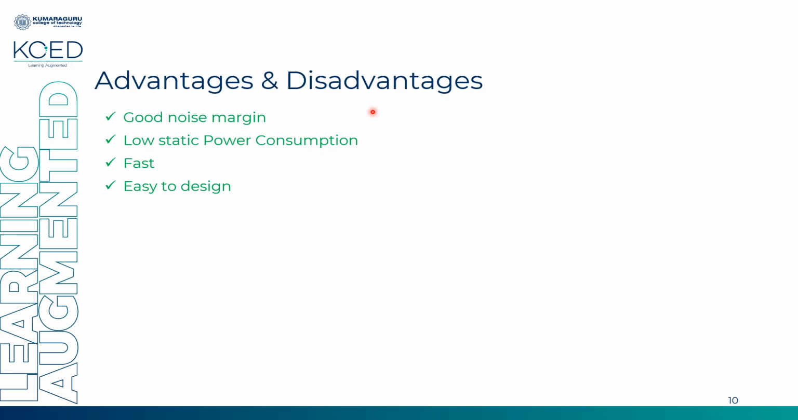VOH is nothing but the voltage output high. The minimum value of high voltage will ideally always be equal to VDD, and VOL will ideally be equal to 0. This minor degradation only happens in case of practical analysis. So the noise margin will be very good, and the static power consumption low.